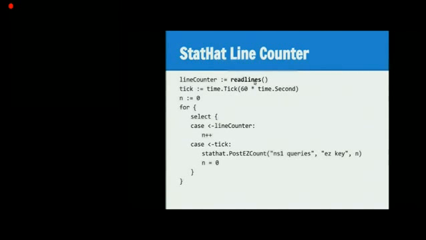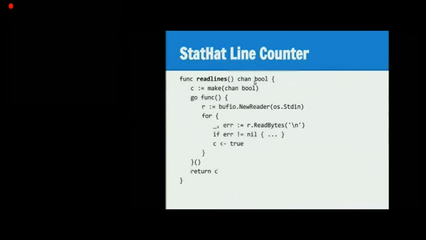Basically, every 60 seconds, you want to log the number of lines read, and every time a line is read, you want to increment the counter. And then there's read lines. This is a little trickier if you're not familiar with Go. That bit in the middle, I think that is an anonymous function literal closure. Am I correct in that terminology?